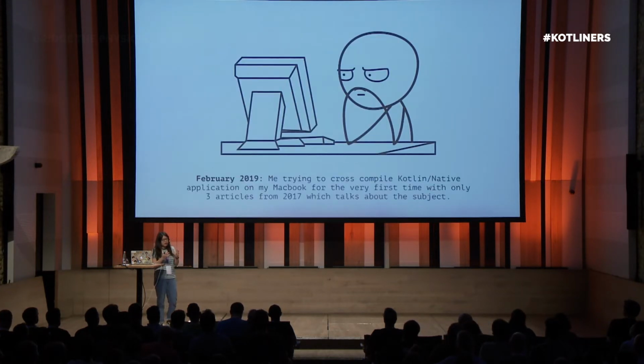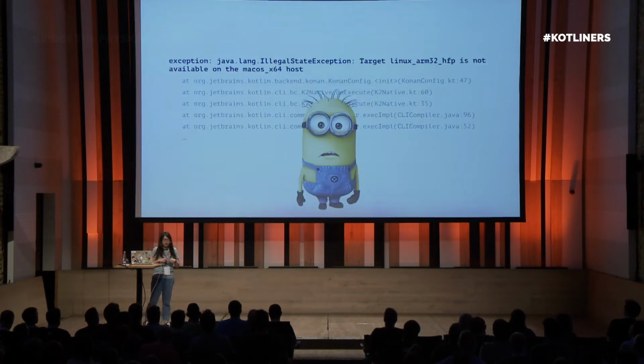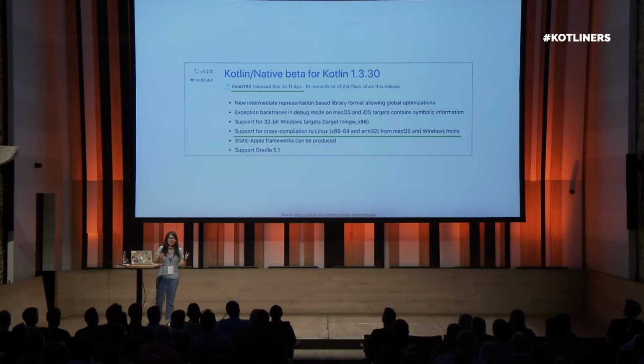So I started the project at the beginning of the year. I was trying to cross-compile Kotlin Native on my MacBook, but it was very hard because I got an exception right away. It was saying your target is not yet available on the macOS host. I was devastated at this point, which meant I had to find a Linux machine. So what I did was install a virtual machine, and I also used some Docker to cross-compile with a Linux system. Two months later, Kotlin Native released a new version, and there was a small line hidden in the release notes which cheered me up a lot. From this moment, I could compile code on my MacBook.